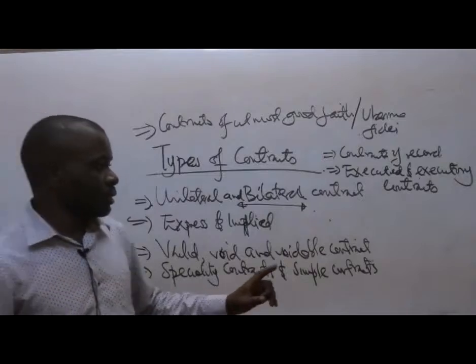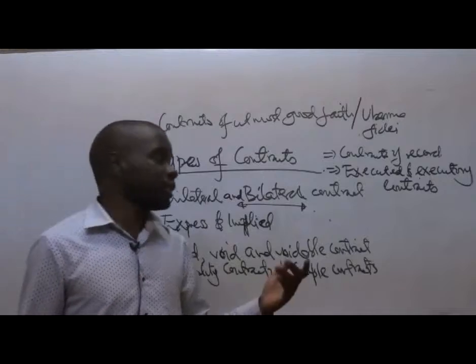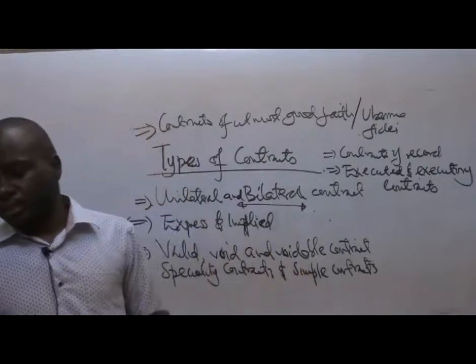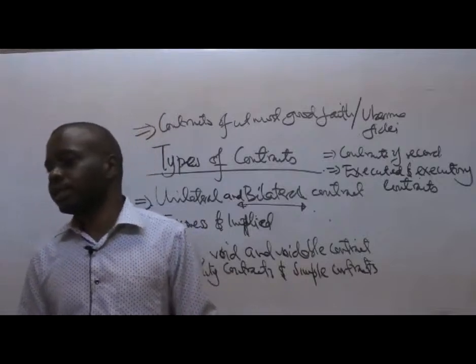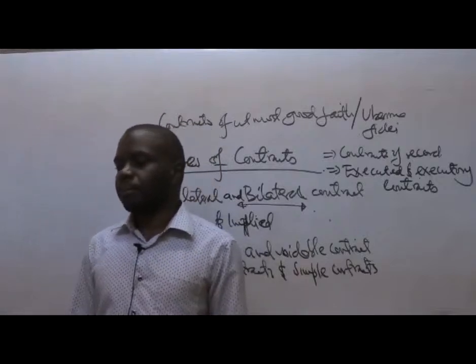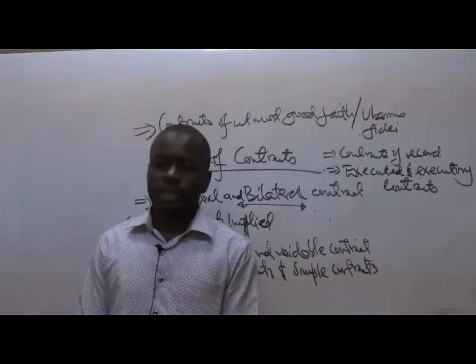Then you have executed or executory. Executed, just from the word, has already been executed. So it is a contract where all the terms and obligations have already been fulfilled in the past, for example, a month ago. So that contract will be termed as having been already executed.